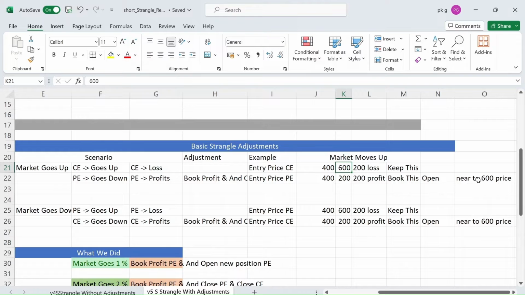We will open a new PE position at a strike whose price is at 600. So why are we doing this? Let's say when CE became 600 and PE became 200, we didn't do any adjustments and left the position as it is. And if the market goes even higher, what happens?